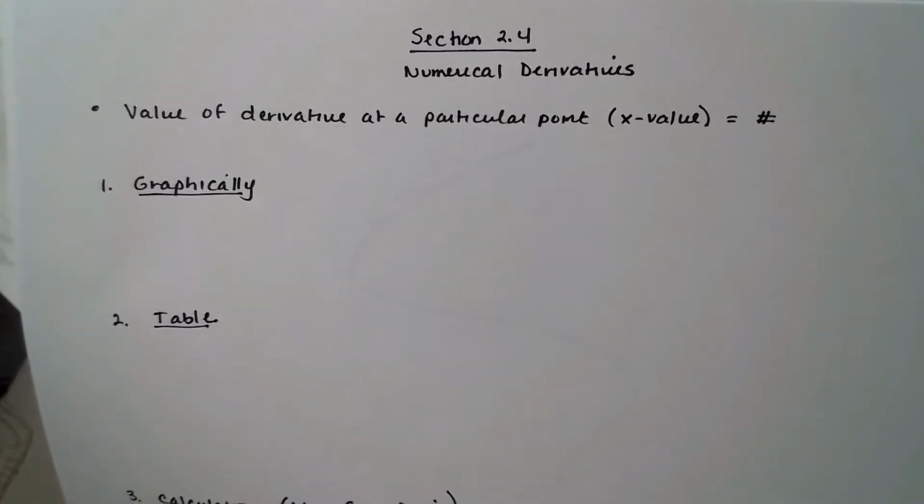Alrighty, so now I'm going to talk about section 2.4, which is numerical derivatives, or calculating the derivative numerically. And all that means is that you're finding the value of the derivative, or the slope of a tangent line, to a function at a particular point, at a particular x value. And that's always going to result in a number, right? So, you learned how to do it graphically.